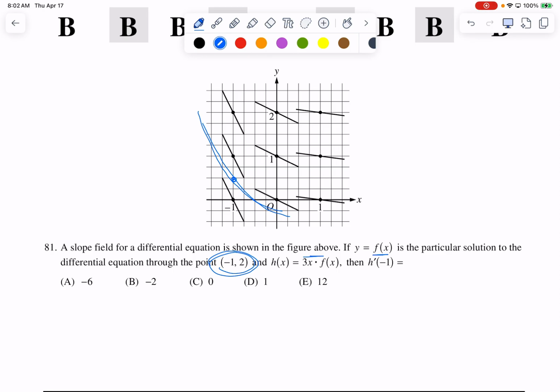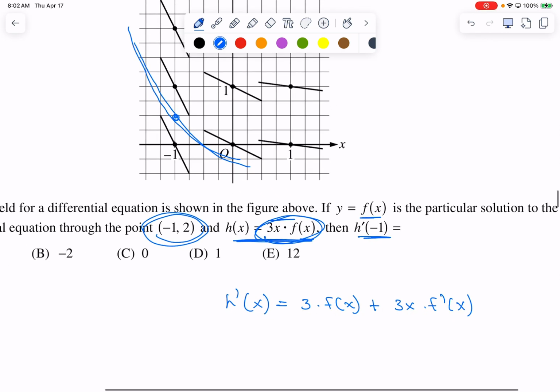Yep, somewhere in there. All right, h of x is equal to 3x times f of x. They want you to find h prime of negative 1. You with me? Okay. So h prime, let's do the derivative. How do you do the derivative of this? What rule would you need? Product rule. What's the derivative of the first function? 3. 3 times f of x plus 3x times f prime of x. Very good.